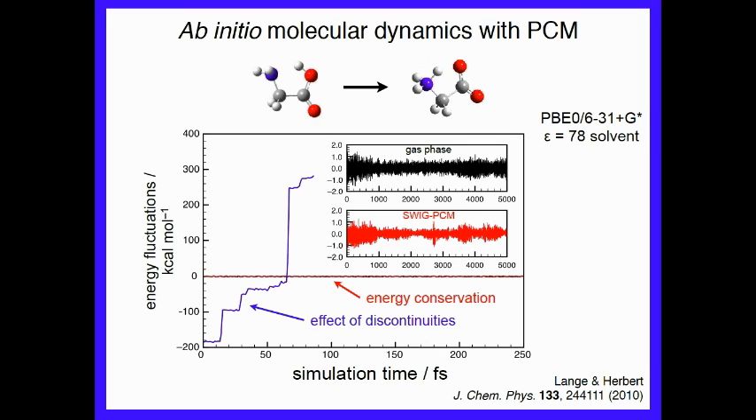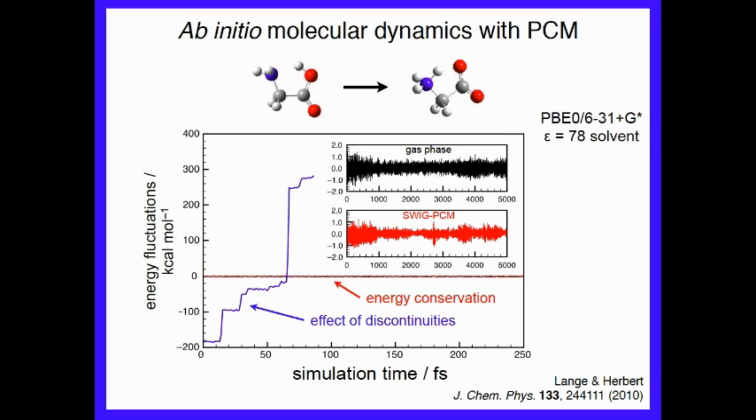But then if you look at the energy fluctuations in the graph, and I've blown them up, in black are the energy fluctuations that one gets in a gas phase MD calculation, and there the fluctuations are simply a consequence of the finite time step, whereas the fluctuations in red are with our smooth implementation of continuum solvent, and you see that the fluctuations are no bigger than they are in the gas phase.